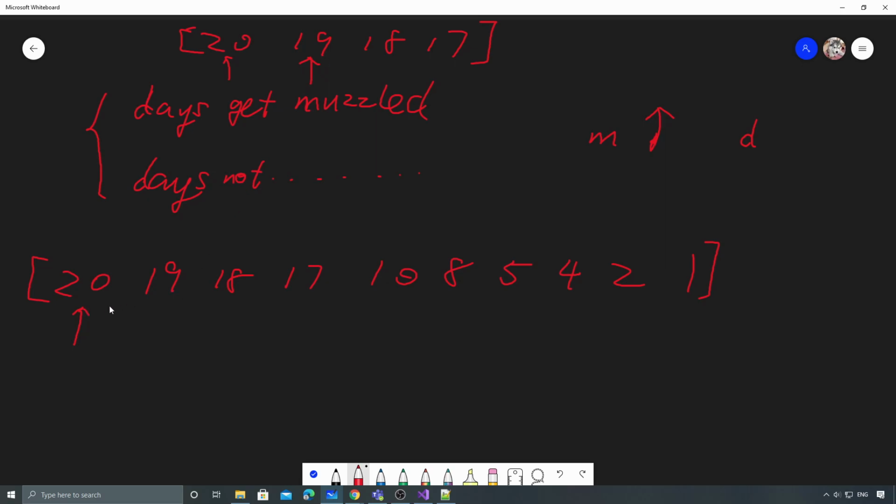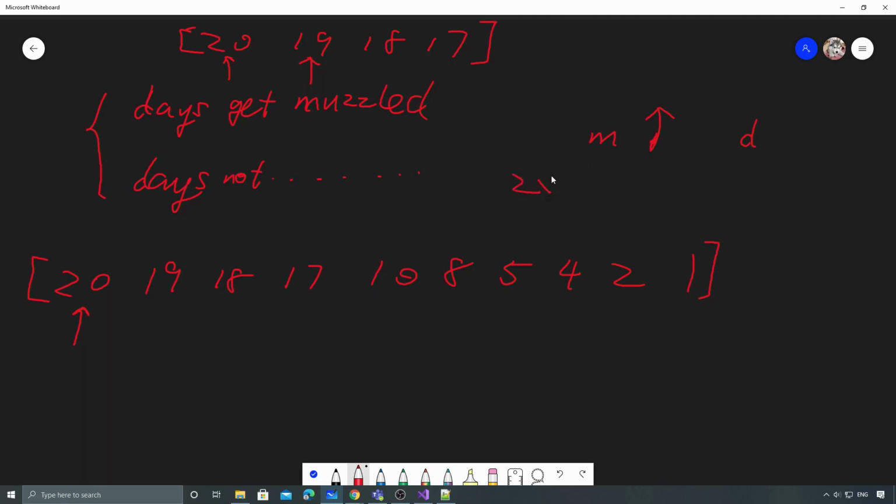Basically, we'll choose the days from the biggest number to the smallest number, and if that day is getting muzzled, we will calculate the remaining days. So what does it mean? It means that if we decide to choose 2 muzzled days, how many days will get muzzled?